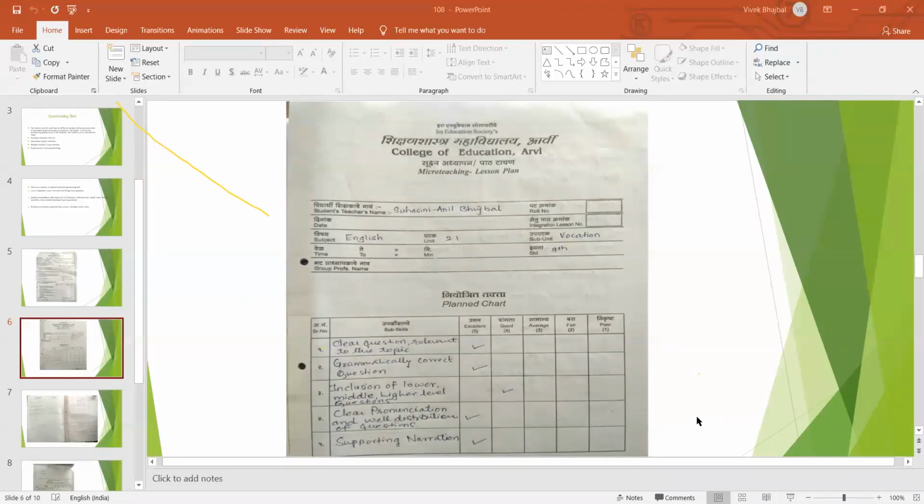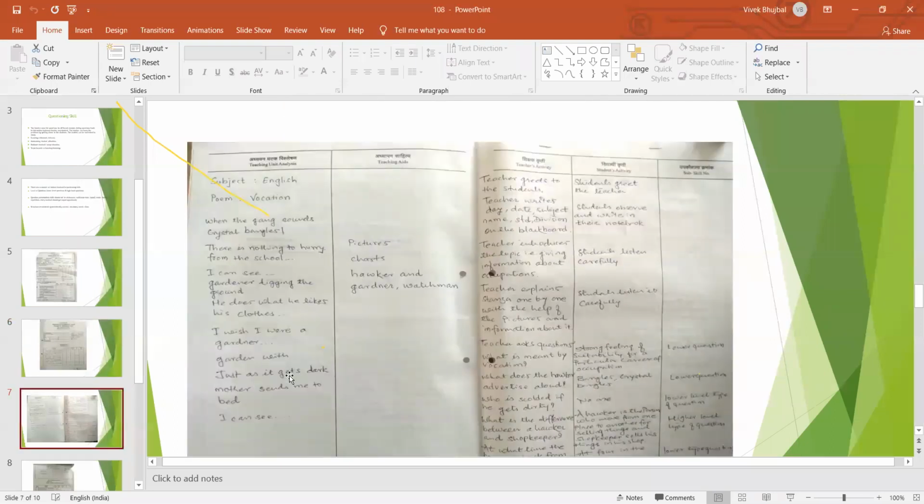You are going to see that sub skills also. Sub skills are important. The next, see our lesson note.